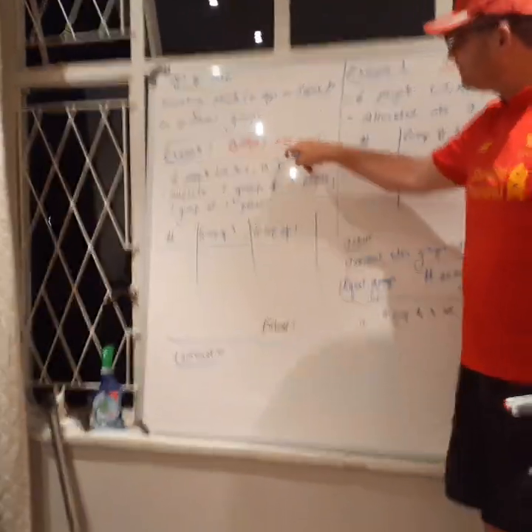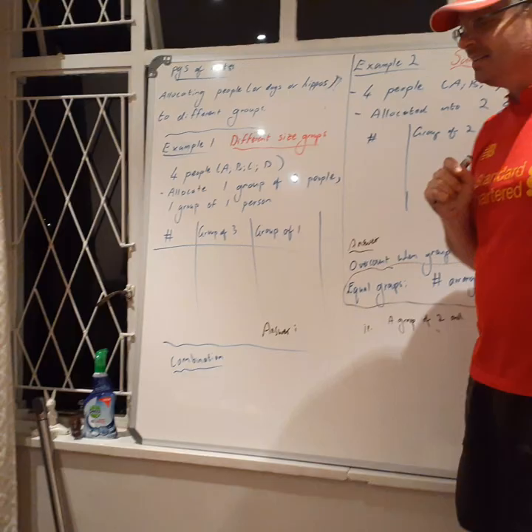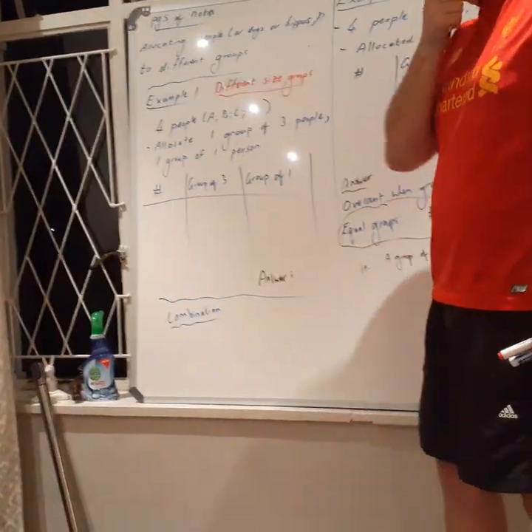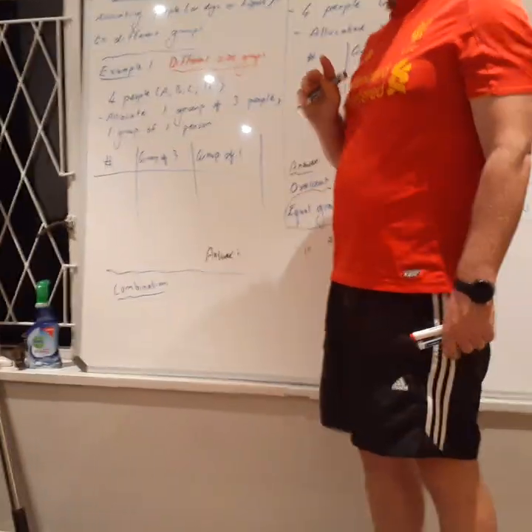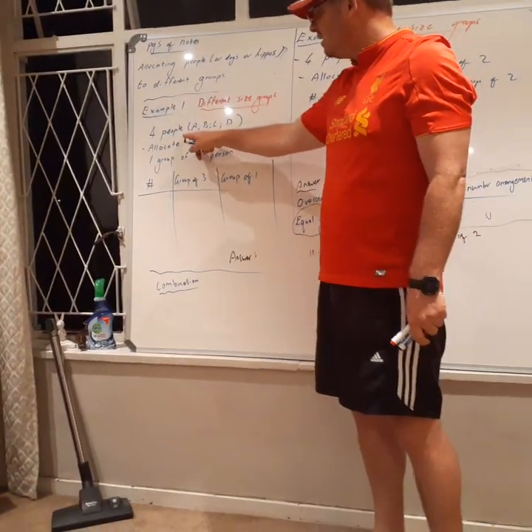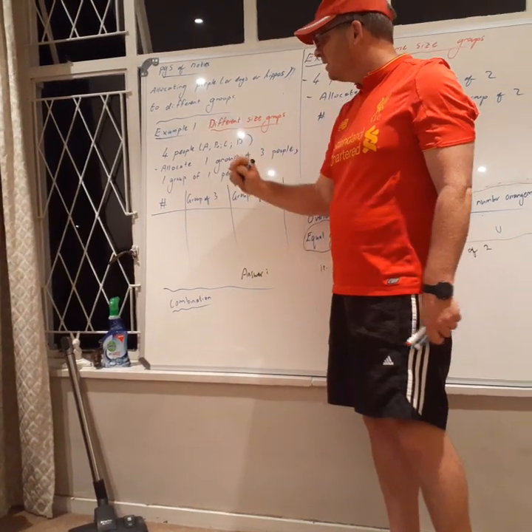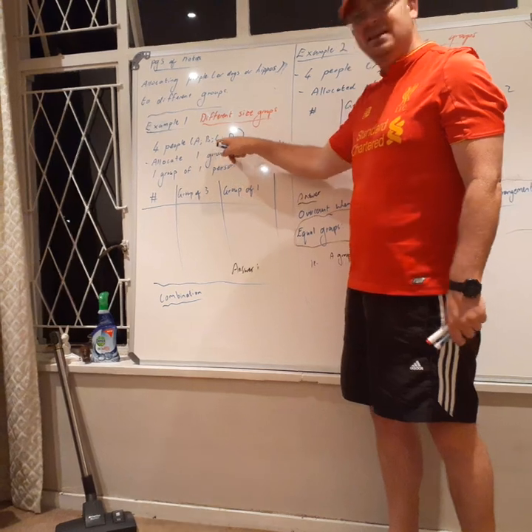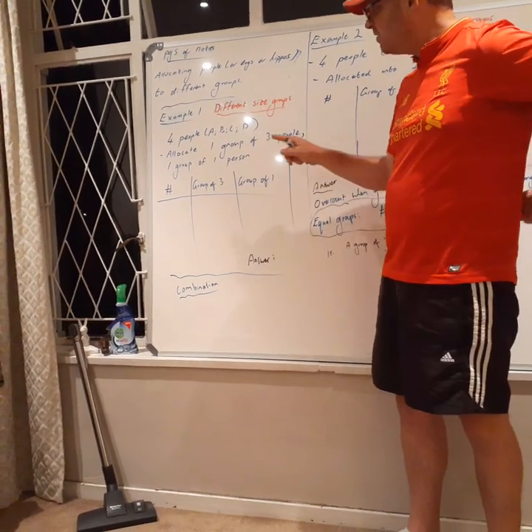Right, so example 1. If you have different size groups. So in your notes, you'll see this example. I would suggest you listen to the video, and then go back and try fill things in yourself. It's up to you, though, how you want to do it. So, in that example, it says we've got 4 people. They've been given the unique names A, B, C, and D. And you've got to allocate.